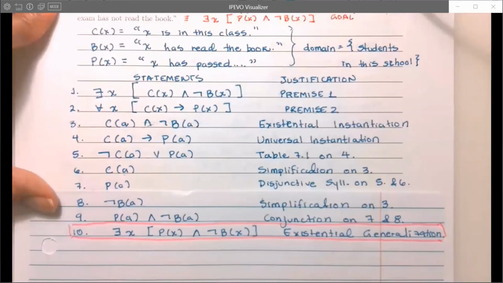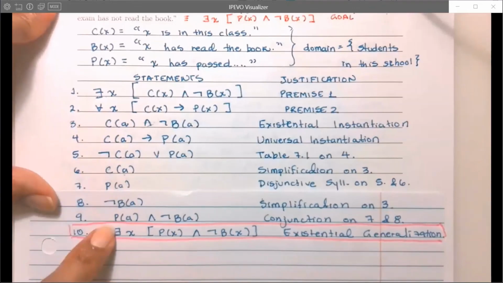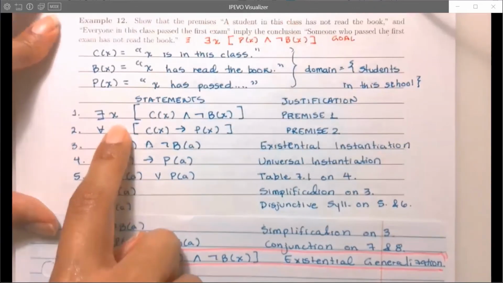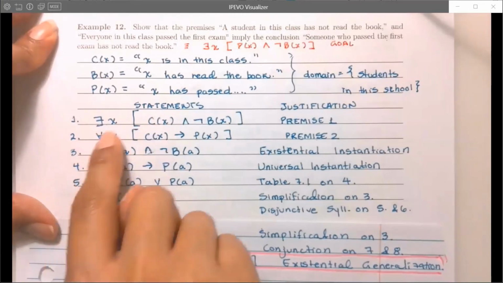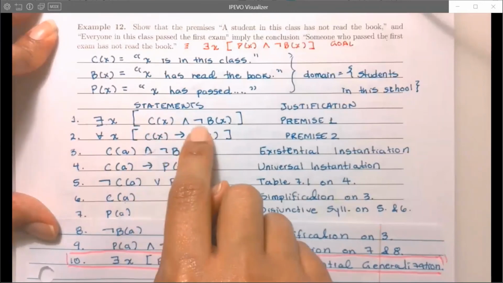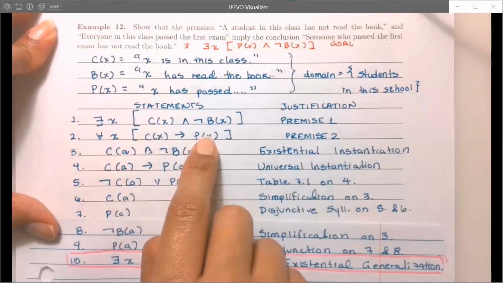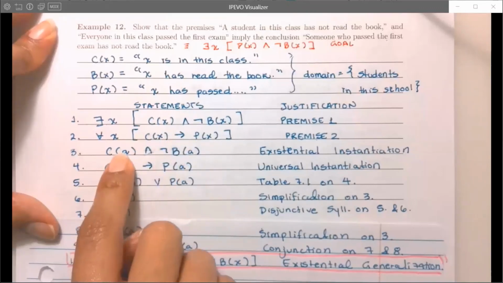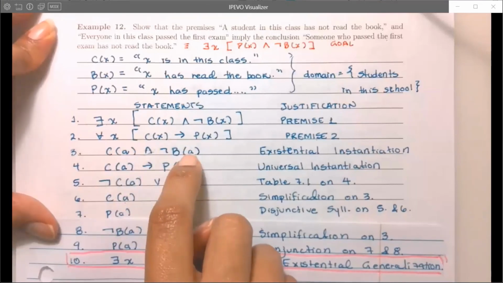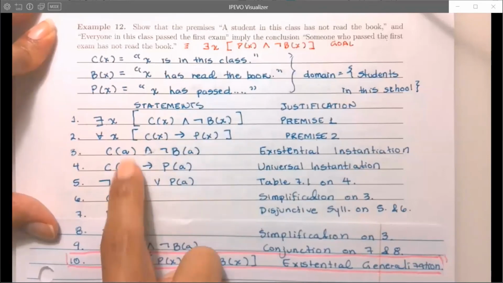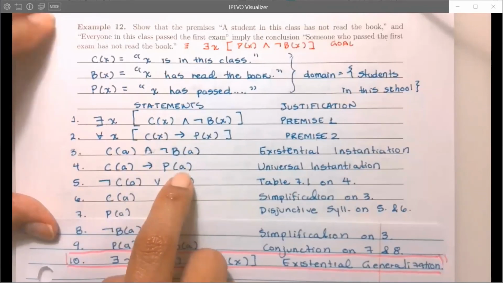Now what I encourage you to do here is to go back and give the English meaning to each of these statements. So this is saying there is some student that is in this class and has not read the book. And for every student, if they're in the class, then they have passed the first exam. Now, student a is a student for which they're in this class and they have not read the book, right, from this first statement. And because this is true for everyone in the class, then if student a is in the class, then they have passed the first exam.